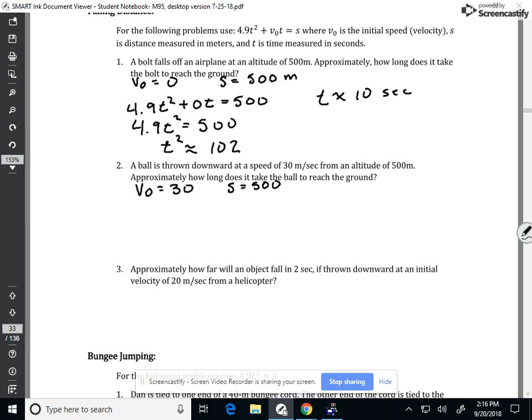So if I plug in what I know, I'm going to have 4.9 t squared plus 30t minus 500. Oh, excuse me, not minus yet. We're going to set it equal to 500. So I have a quadratic here in terms of t squared, right? It's 4.9 t squared plus 30t equals 500, and I need to solve for time, which means I need to write this set equal to 0 so I can actually solve for our variable.